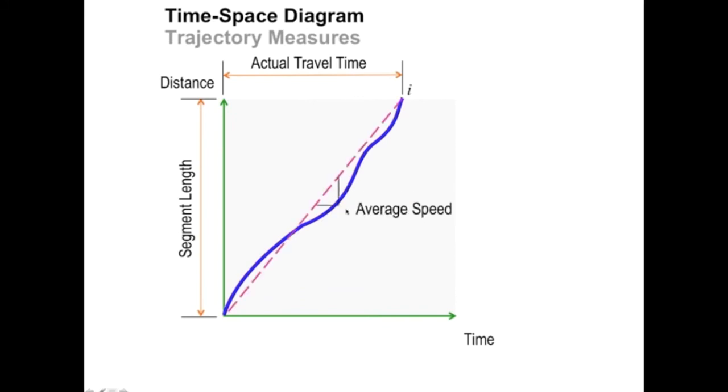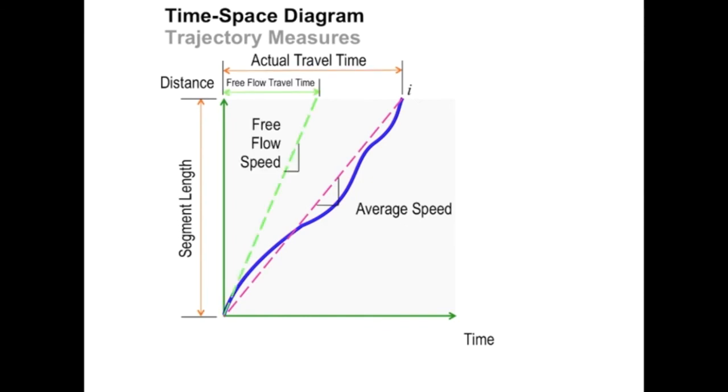So there are a few other things we can measure. If we pinch the curve at the end and the beginning, and we draw a line as shown, the average speed is simply the slope of that line. So it's the arrival time minus the departure time, and then you divide the segment length by that particular time and obtain the average speed.